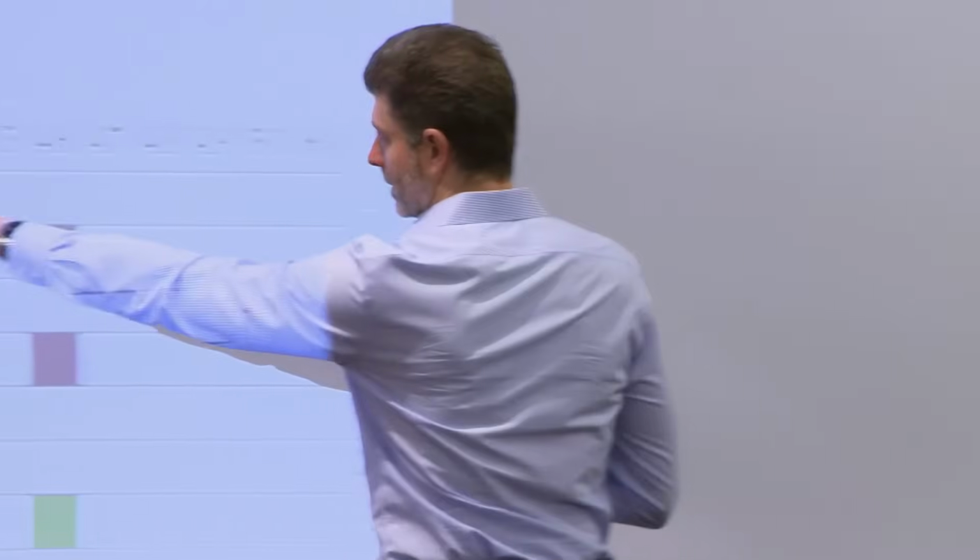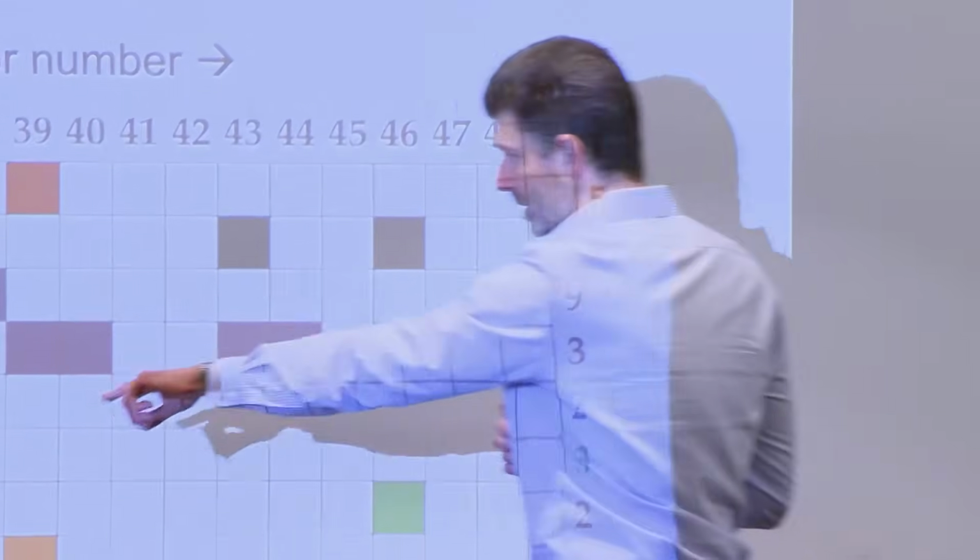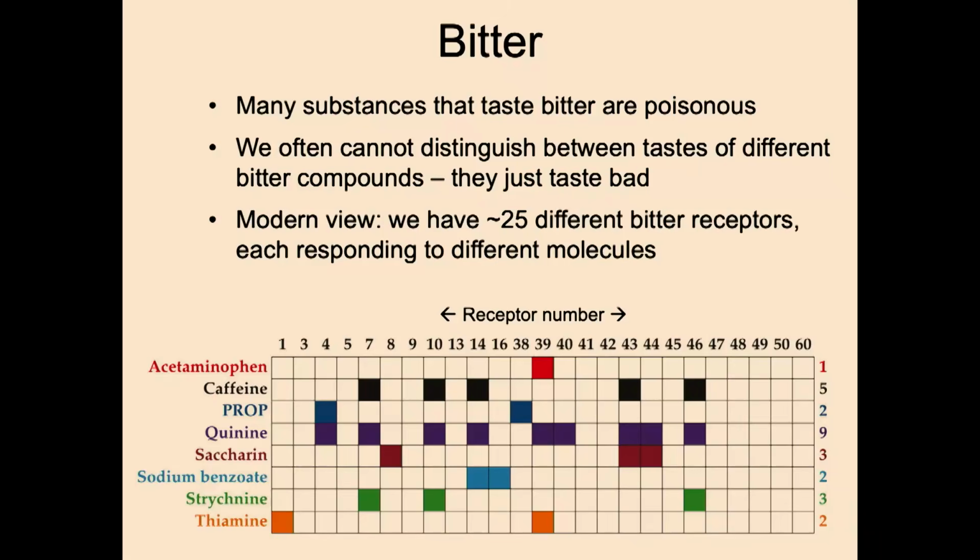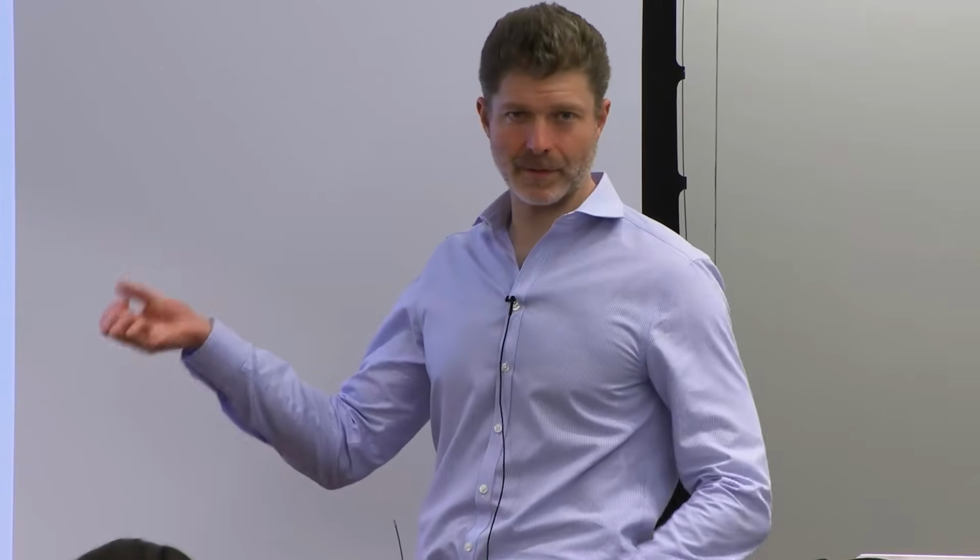So the columns here are different receptors. The rows here are different things that taste bitter. This indicates which of the receptors responds to which of these chemicals. Again, we believe this is a function of the molecular shape and what binds to what.